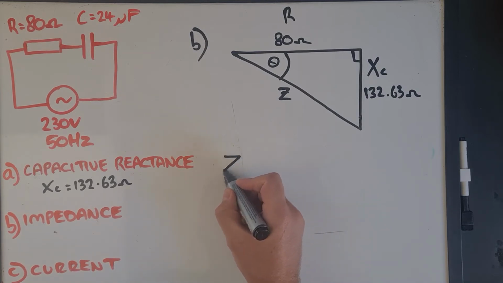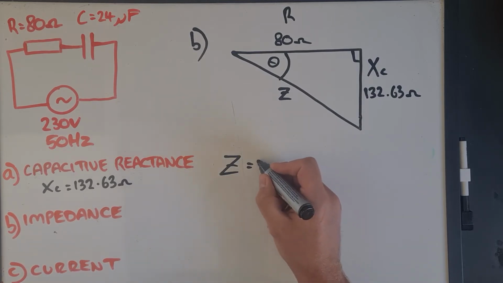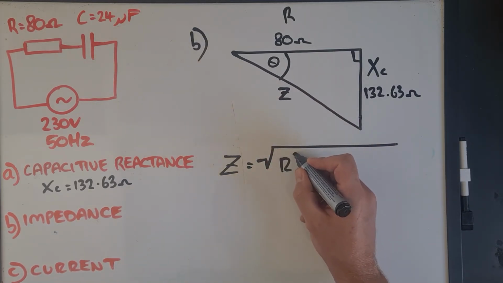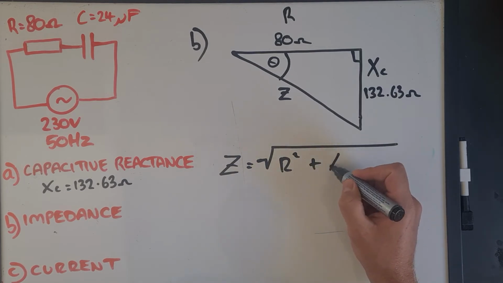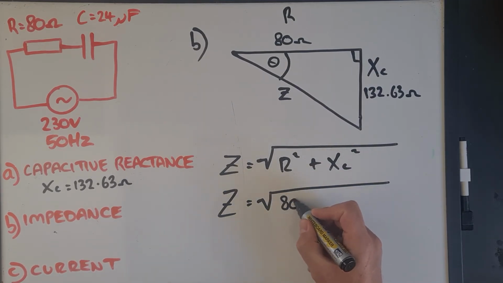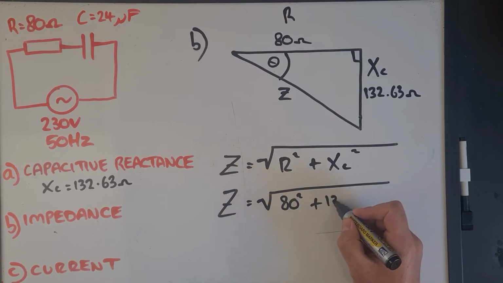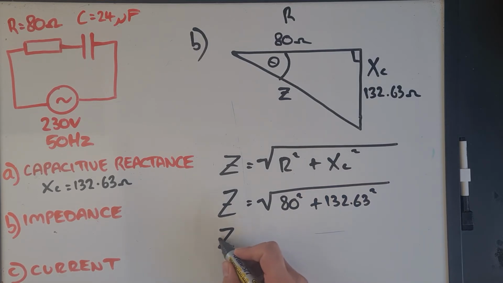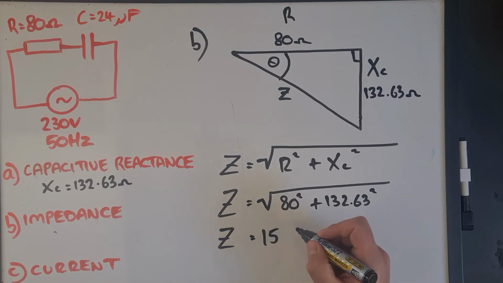So to do that, we'll go, okay, impedance, straight up Pythagoras, where we go R squared plus, in this case, capacitive reactance squared. Plug your values in, 80 ohms plus 132.63, both of those squared, of course, and we get an impedance of 154.89 ohms.